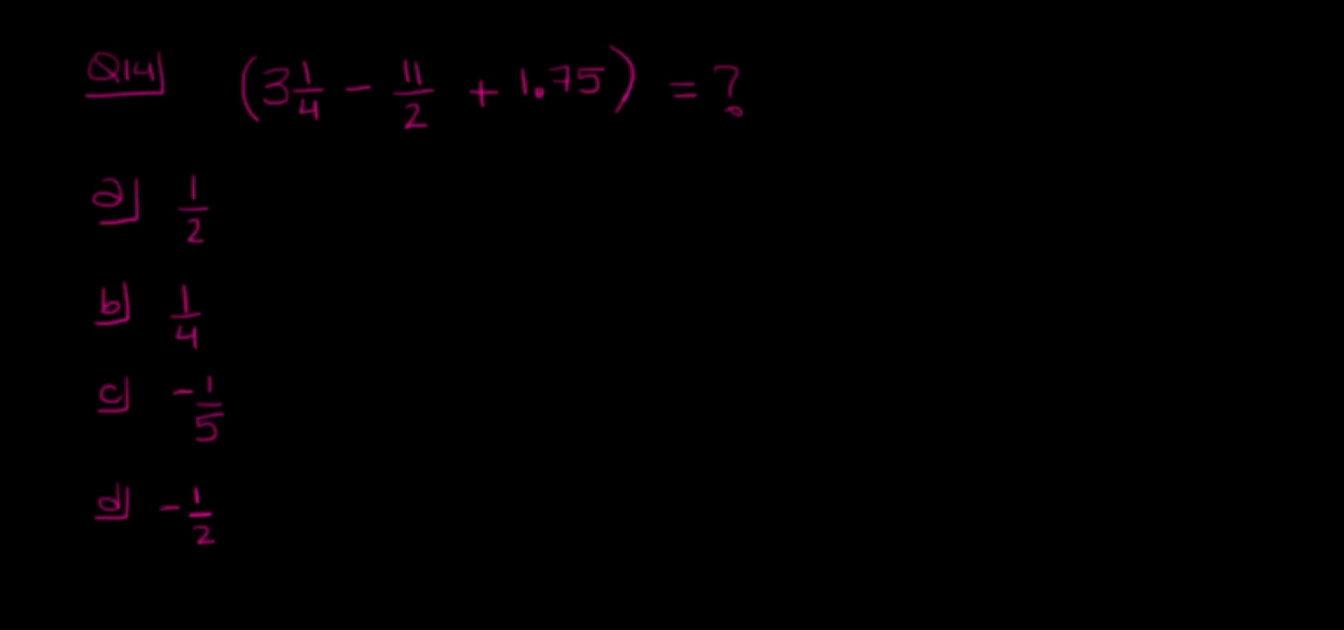How should I go by this? I've got fractions and I've got decimals, but the answer is in a fraction. What should I do? Well, let's work in fractions. Let's change that into a regular fraction. 3 times 4, 12. 12 plus 1, 13. 13 over 4 minus 11 over 2. Plus, what do I do to this one over here?